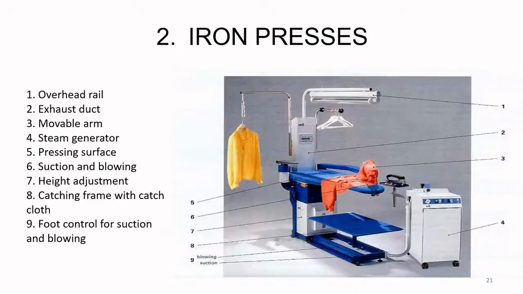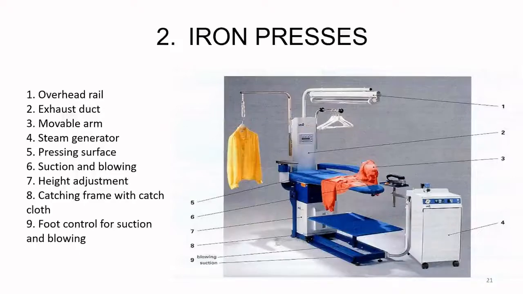Now seventh is the height adjustment, where the pressman can be of short height or of good height. So depending on the height of the person, you can adjust the height of the surface on which you keep the garment and do the ironing. So height adjustment is also included in this.